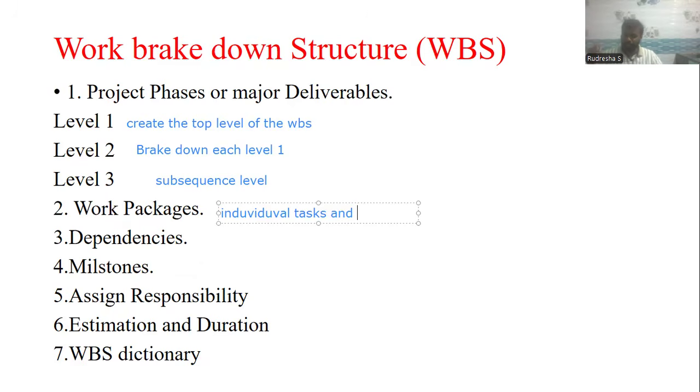WBS dictionary. What is the work breakdown structure dictionary? Create a work breakdown dictionary which provides detailed information and description for each element of the work breakdown structure. It includes the specific requirements, dependencies, resources, and other relevant details.